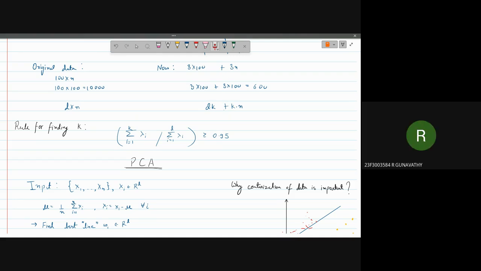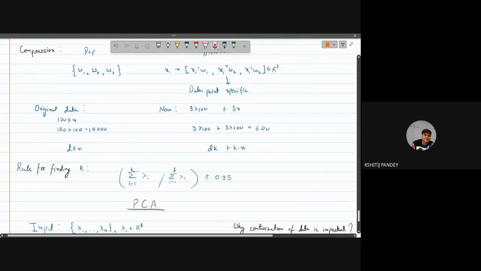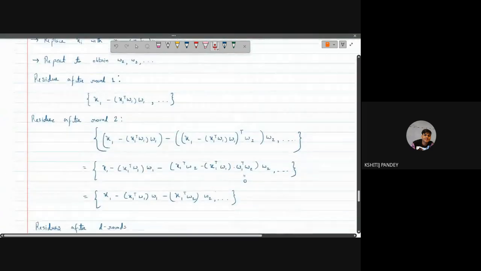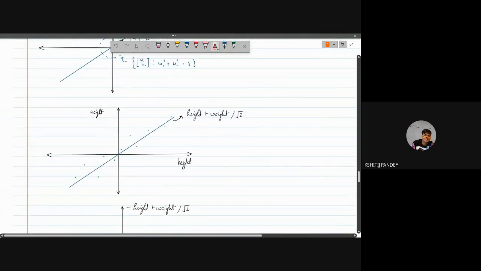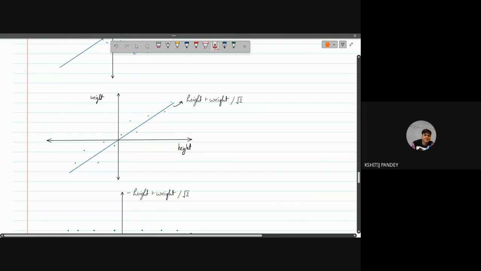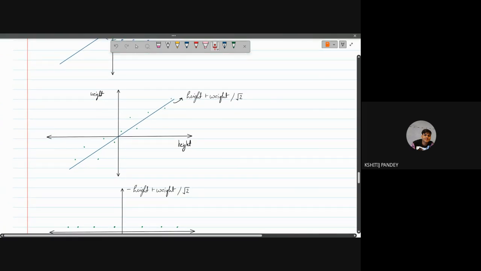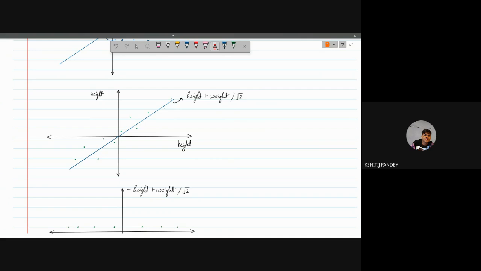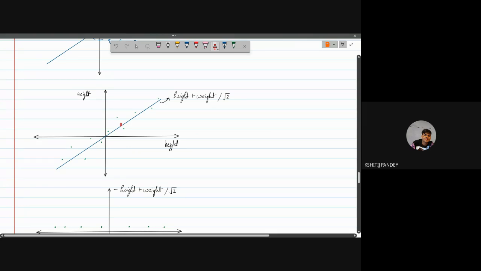Yes, fine. Okay, so now it's clear how compression is happening. The next question is, what is the learning here? Let's see. It's hard to explain for higher dimensions, but we can look at 2D. For 2D, we have the height-weight example, and this is the best fit line.